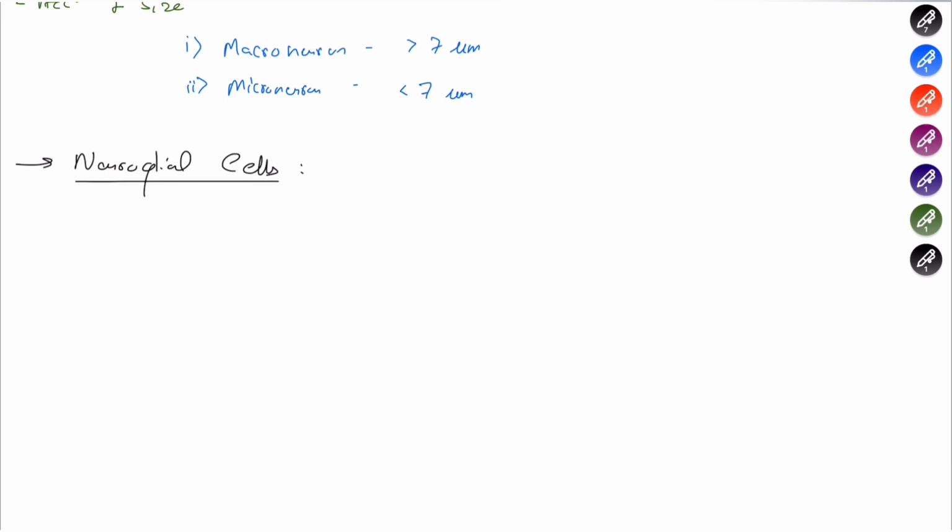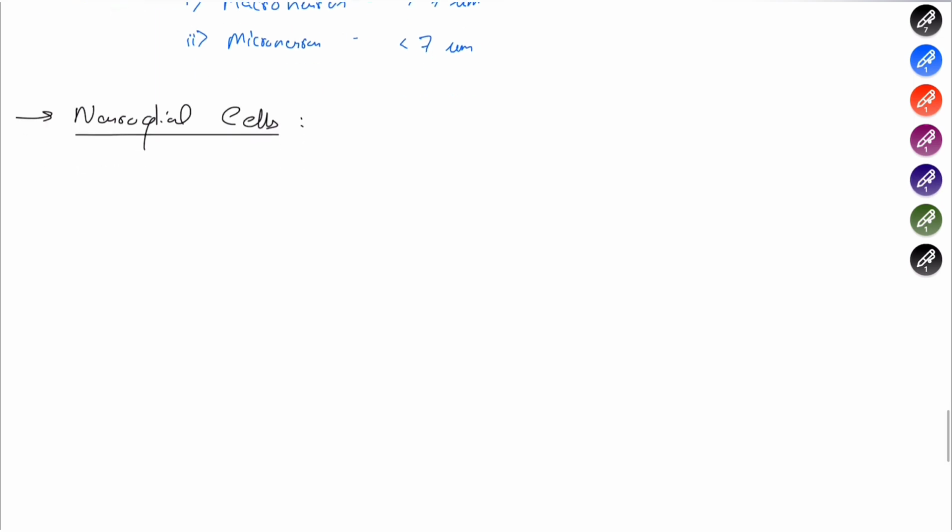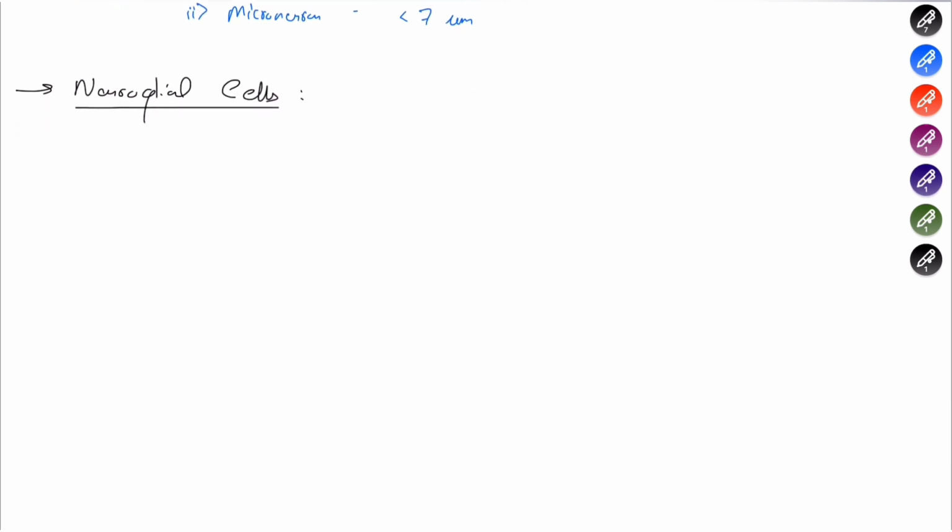The first is the astrocyte. In the name you can see they are star shaped cells, and they are trophic in function, means they provide nutrition to the nerve cells, and they also form the blood brain barrier. BBB is formed by astrocytes.